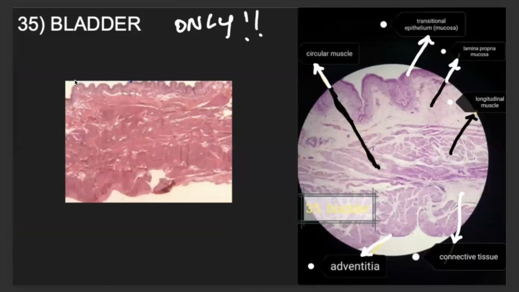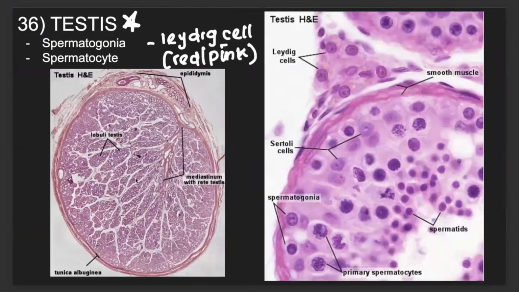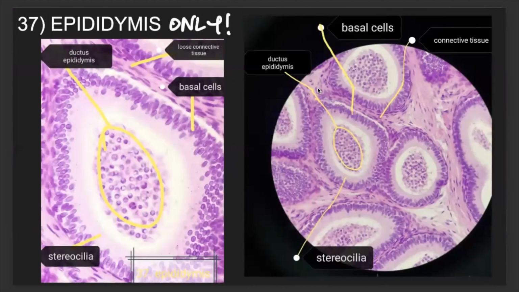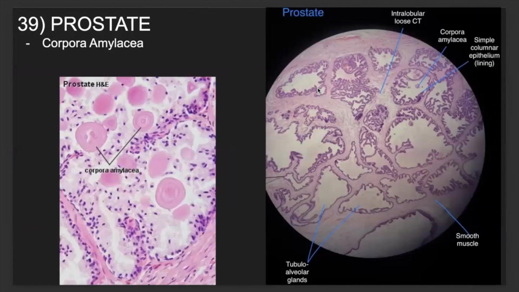Ureters, bladder, testes, spermatogonia and spermatocytes. So here, spermatogonia, spermatocytes closer to the middle. You have Sertoli and Leydig cells. Then epididymis, vas deferens, prostate.